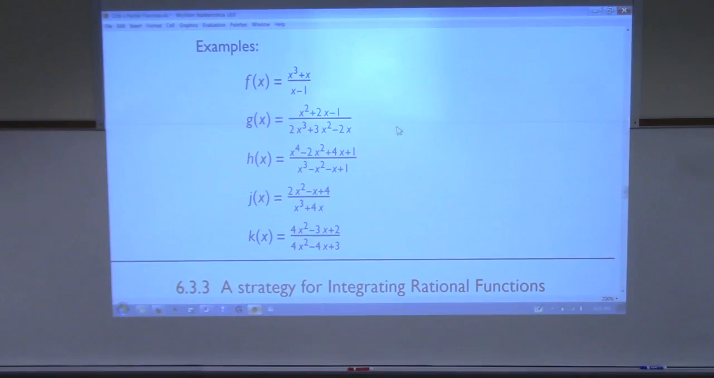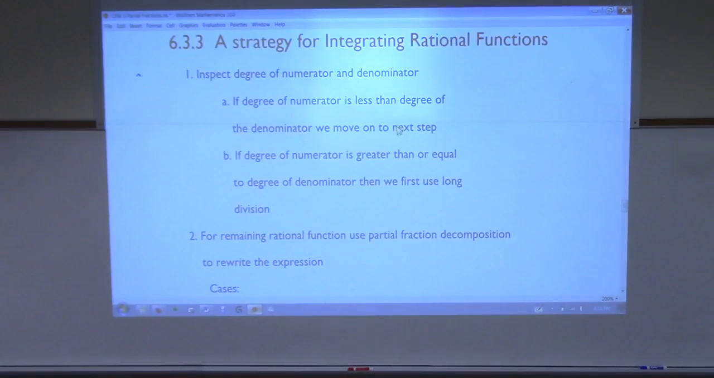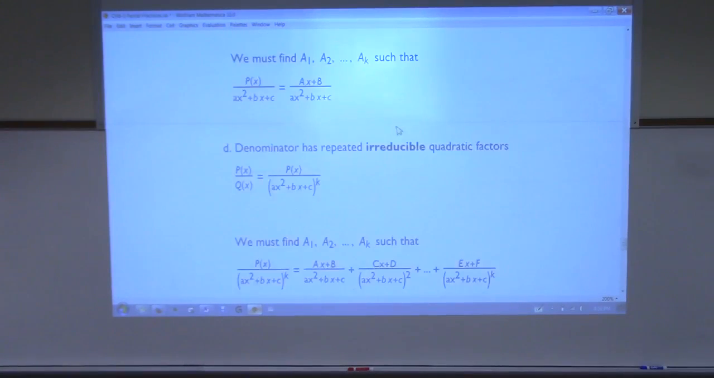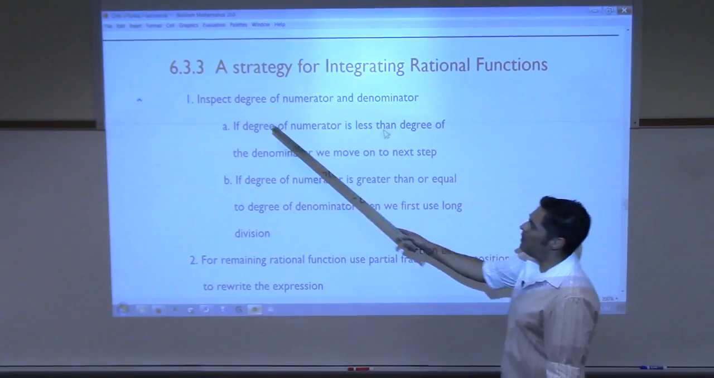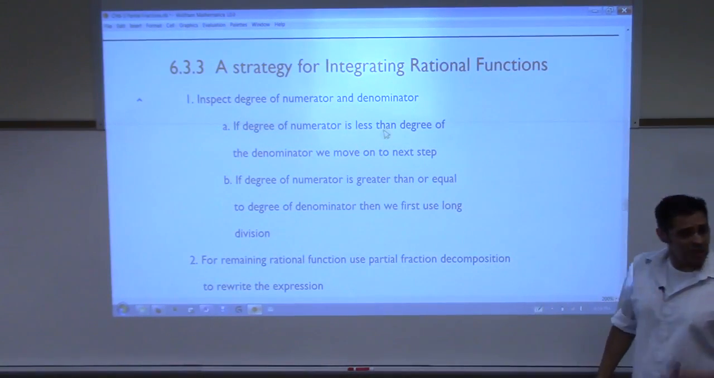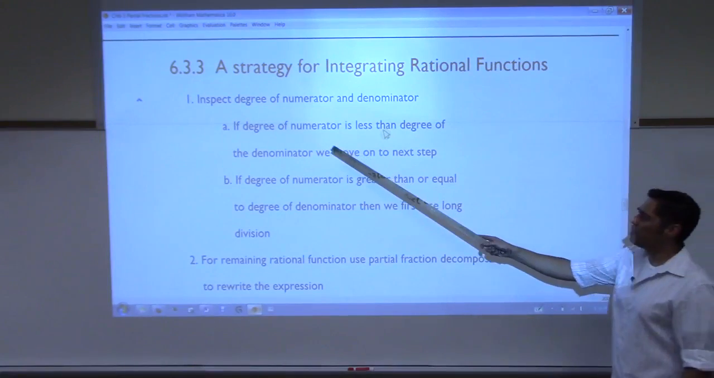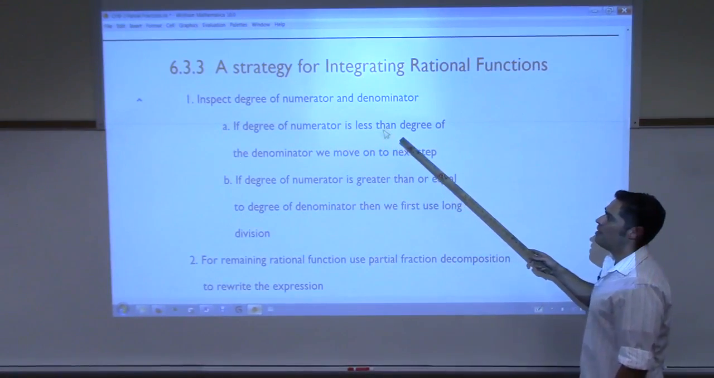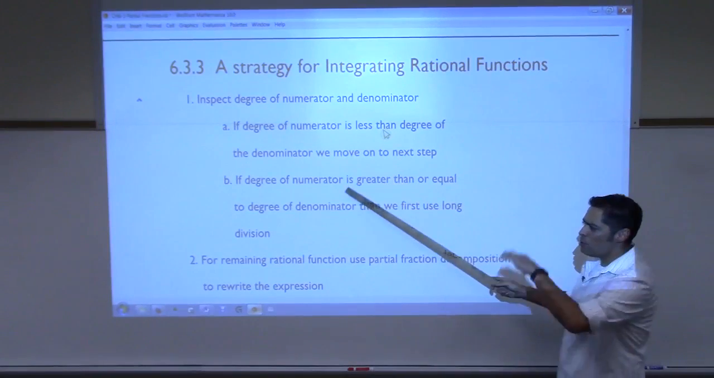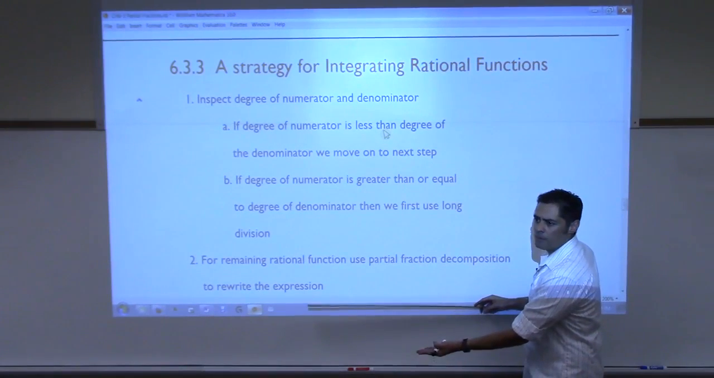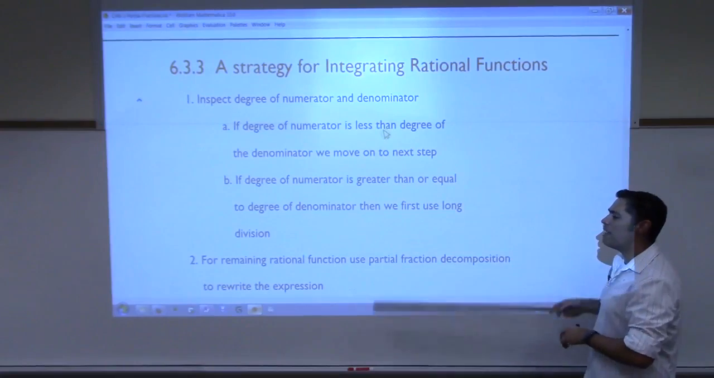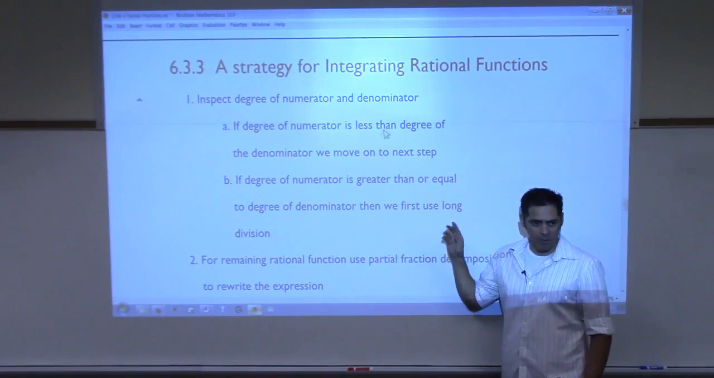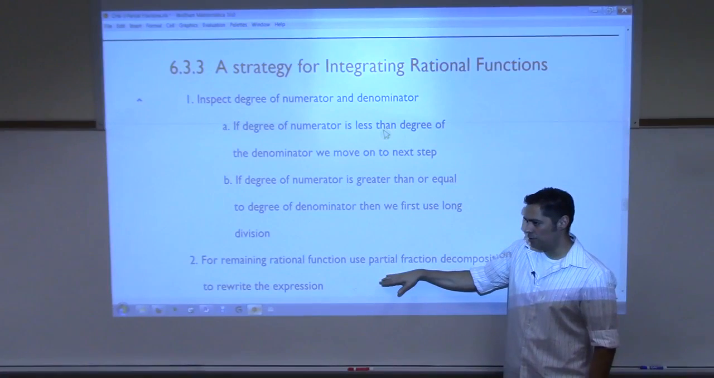Here's the general strategy for integrating rational functions. That's it right there. Okay? Got it? All right, so let's go ahead and do it. There's a lot involved here. But the first step is to inspect the degree of the numerator and denominator, just like we just did. If the degree of the numerator is less than the degree of the denominator, then we move on to step 2. If the degree of the numerator is bigger than or equal to the degree of the denominator, then we have to do long division first before we can begin. And then we move to step 2.